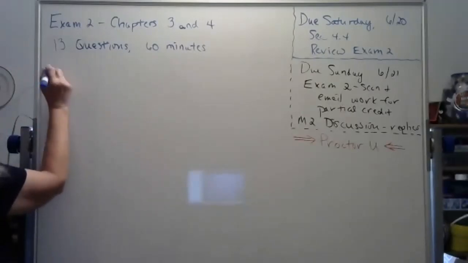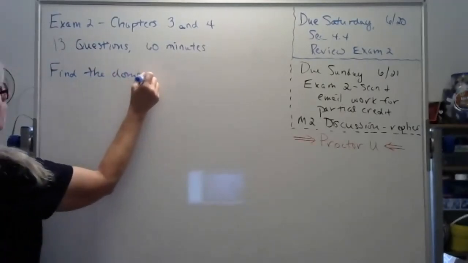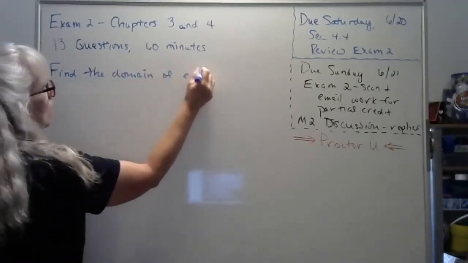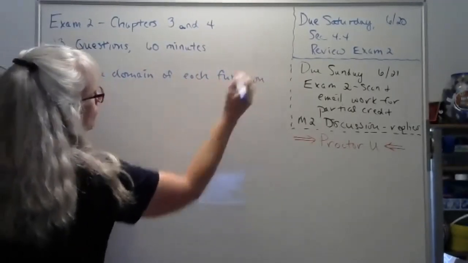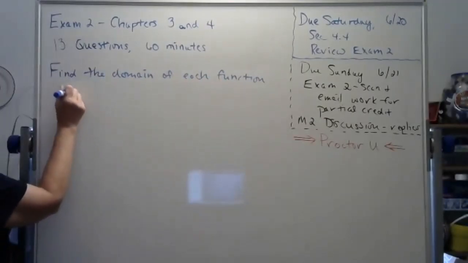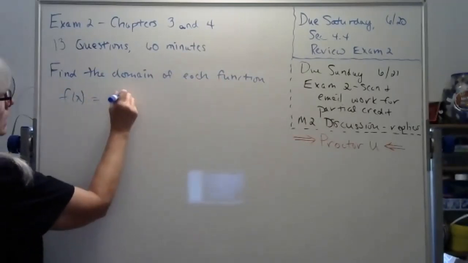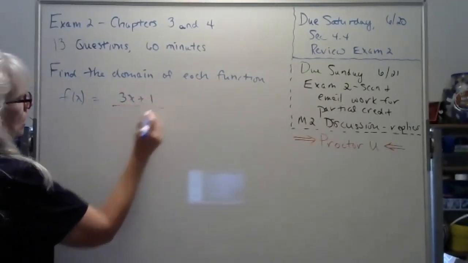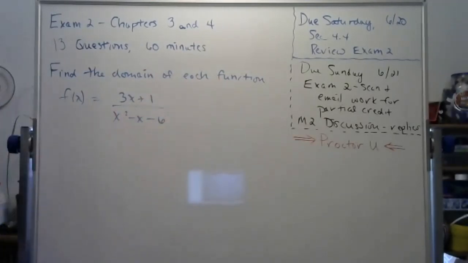This goes way back. So our first question is we want to find the domain of each function. f of x is equal to, our first example is going to be 3x plus 1 over x squared minus x minus 6. So our function is 3x plus 1 over x squared minus x minus 6.